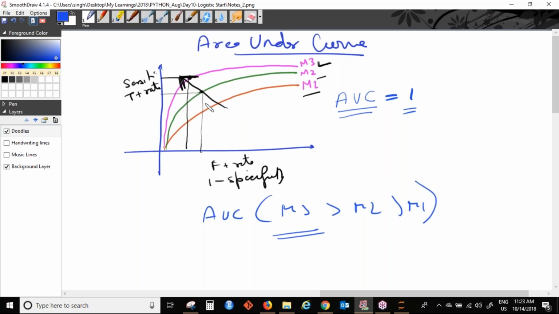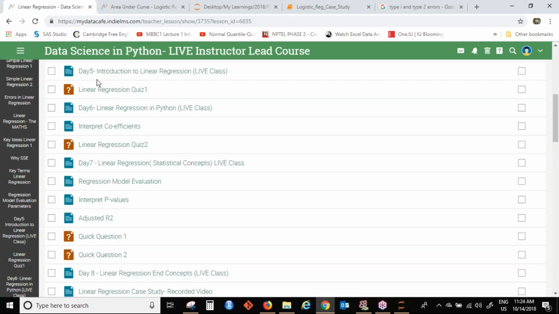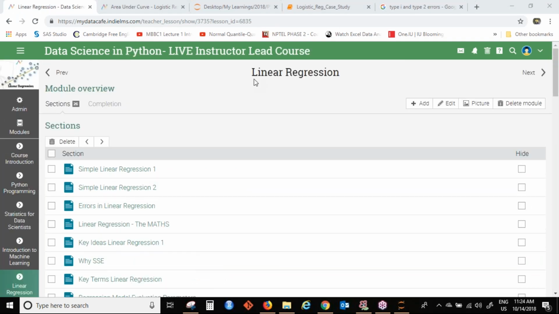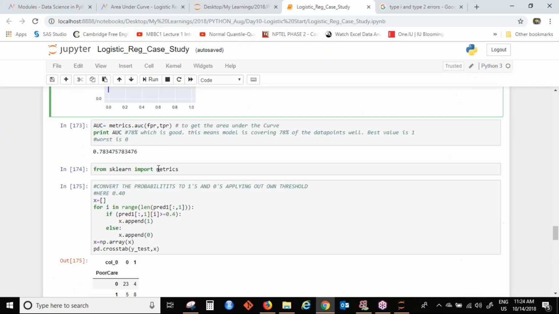For the same reasons that you mentioned, but we can directly use the area under curve to evaluate that. So this is another parameter that is used. Let me see if I have calculated that in the code. Yes, this is just one line of code you will use. Here I am getting 78%. This is the area under curve. Just run this code and you will get it.